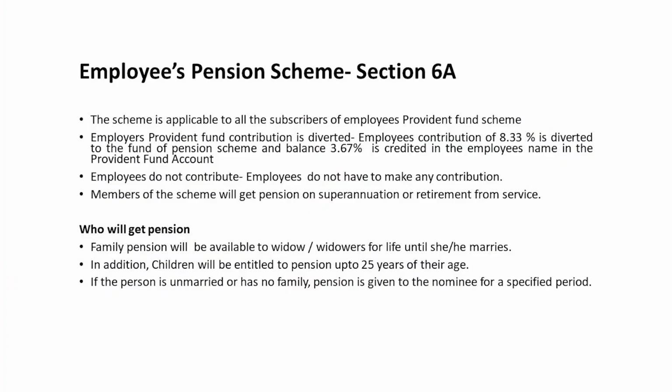In addition, the children are entitled to the pension up to the age of 25 years. And if a person is unmarried or does not have a family, then the pension can be given to the nominee for the specified period. They can give the benefit to the nominee whom the person has appointed.